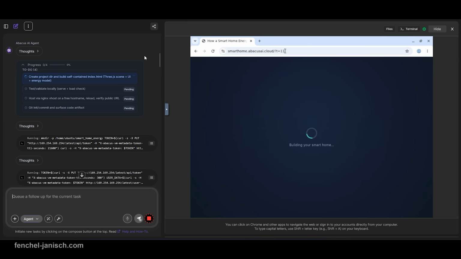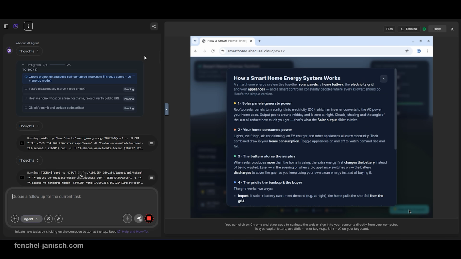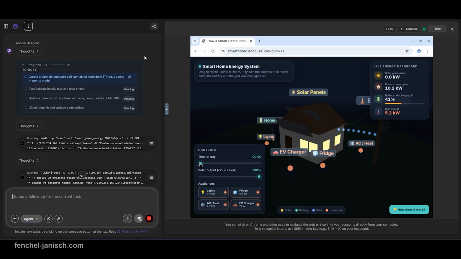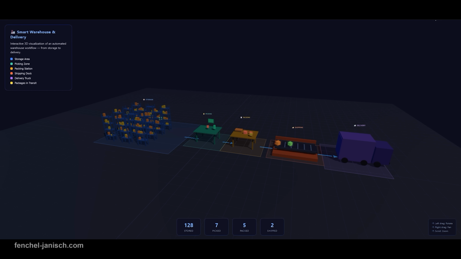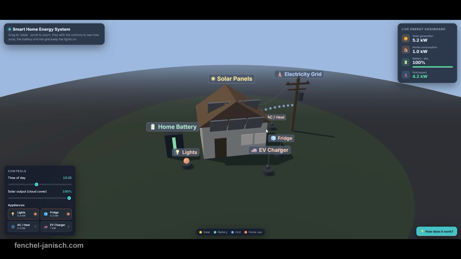What makes this workflow practical is that the final result runs directly in the browser. The 3D scene can be opened through the browser, explored on screen, and used like a small interactive explainer. This makes technical topics feel more tangible because energy flows, warehouse routes, and connected components are not only described, but shown as part of one visual system.